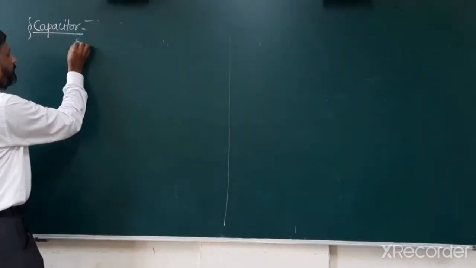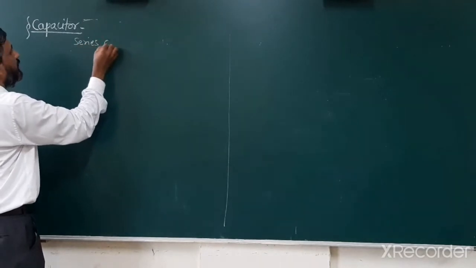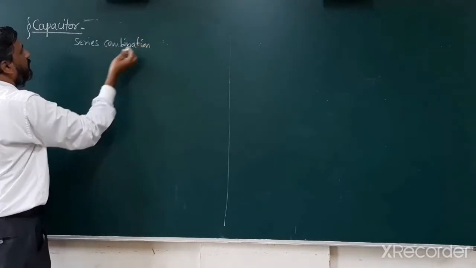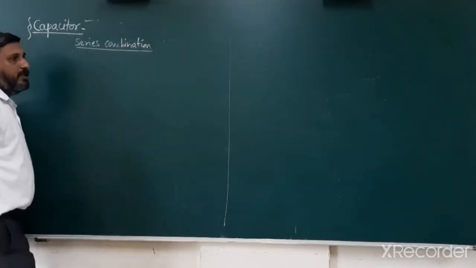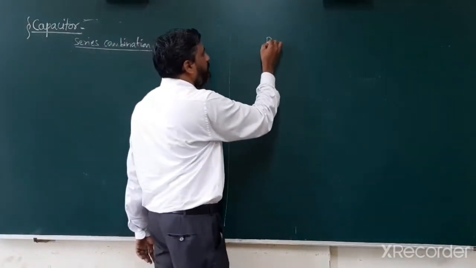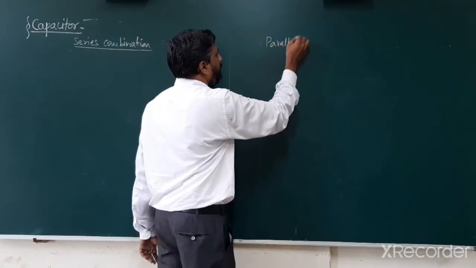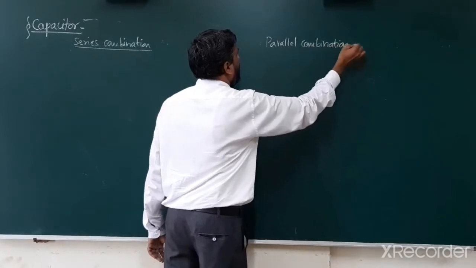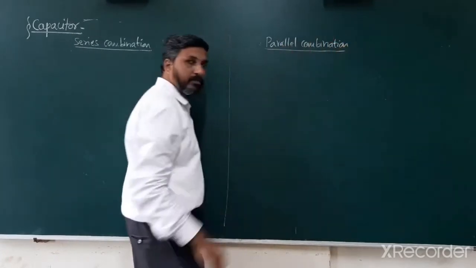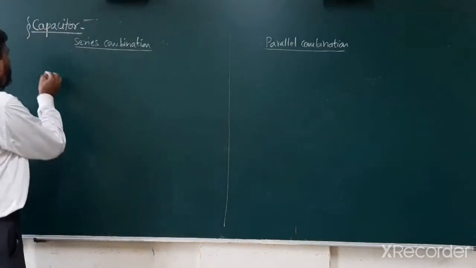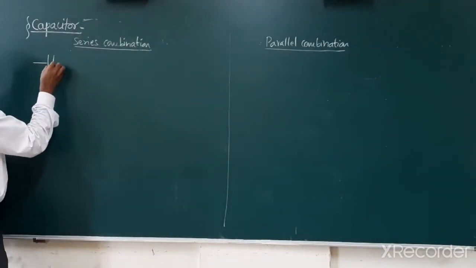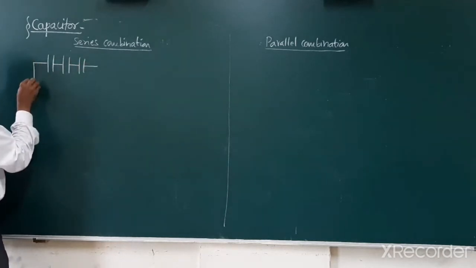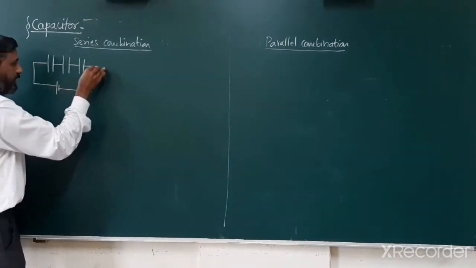First, please see the series combination. It is a very easy part. Don't be afraid of this part. The first is the series combination, and the second is the parallel combination. Just see the series combination. I am taking three capacitors. These three capacitors are connected to one cell.